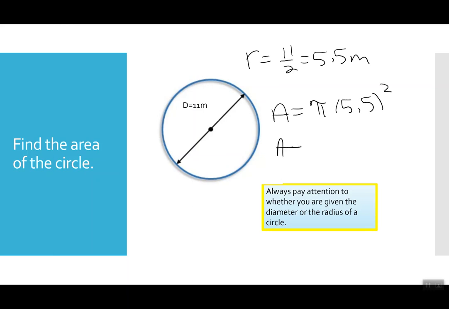I get an area that's 95.033 meters squared.